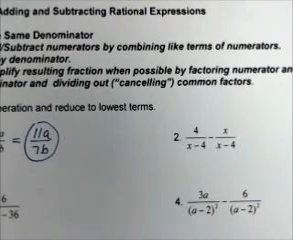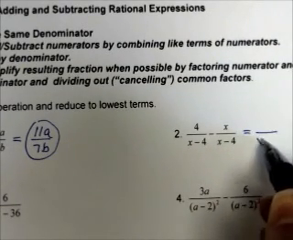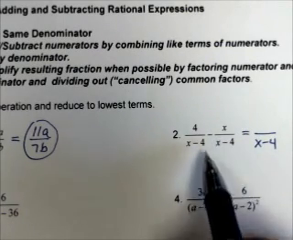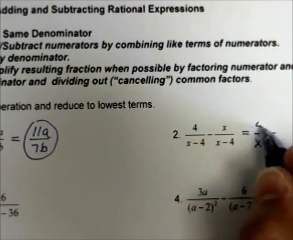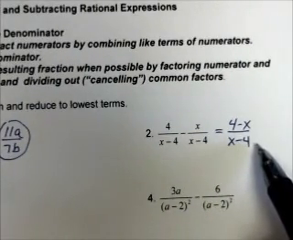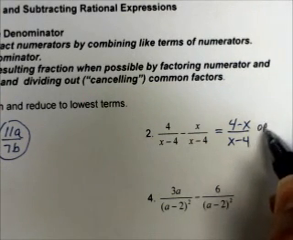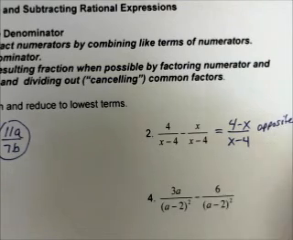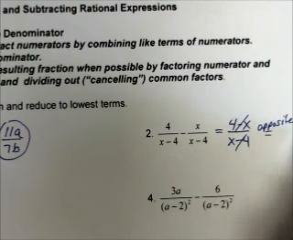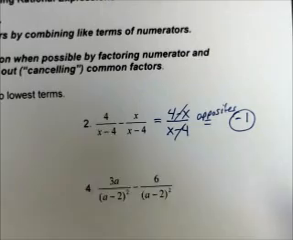Number 2, common denominator x minus 4. I'm going to copy that. Combine the like terms of the numerators. 4 subtract x just stays 4 subtract x. Now we have our single fraction. Can we simplify it? Yes, notice that these are opposites, right? So we divide these out and replace it with -1. So this is equal to -1.